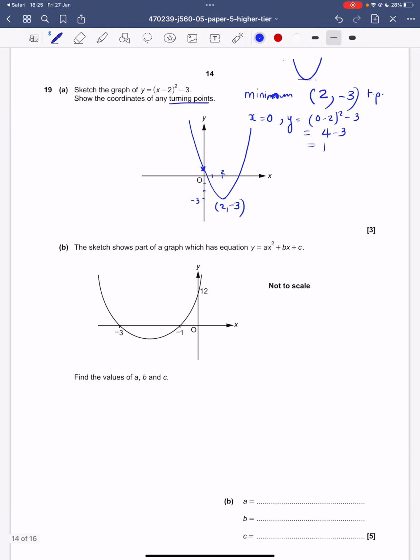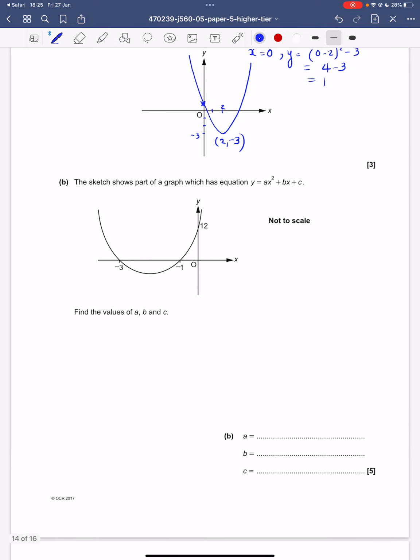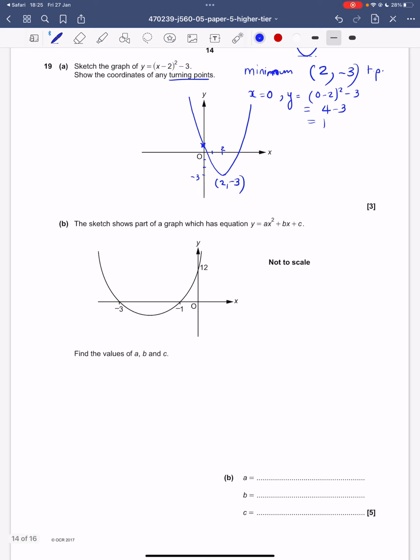This sketch shows parts of a graph which has the equation y equals ax squared plus bx plus c. Find the values of a, b and c. First thing, straight away, x equals 0, y equals 12. That straight away says that c is 12. That there has to be that one there, because x is 0. So c must be 12.